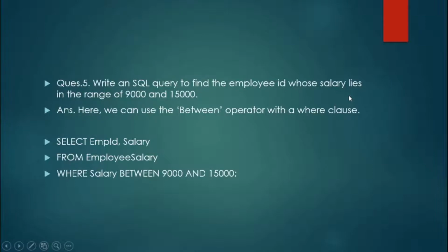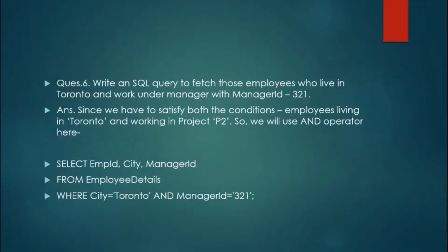Also, if you look into the question very carefully, you will find the employee ID whose salary. So here you have to take two columns. First is employee ID and second is salary. From table name, they have already given employee salary, and you will mention the condition where salary between 9,000 and 15,000. This is your range. You want the salary between 9,000 and 15,000.